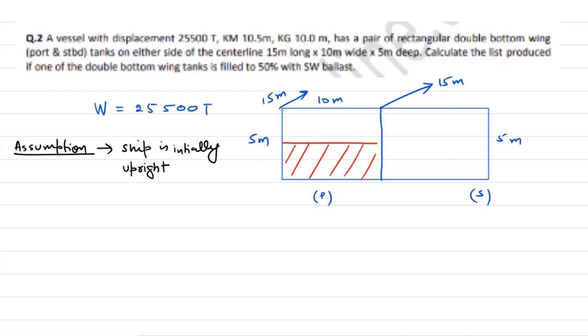So let's start with the format. First of all, initial list movement. That is 0, yes, because the ship is upright.